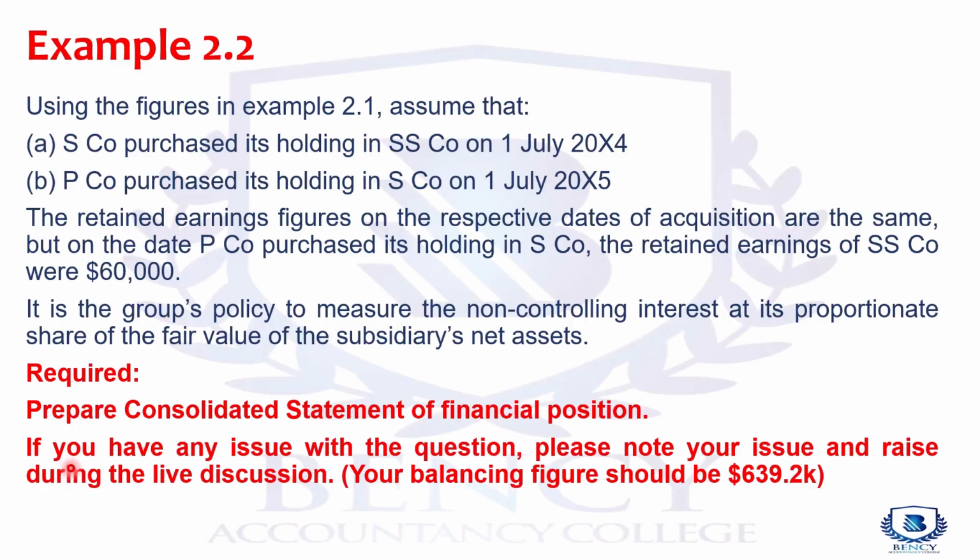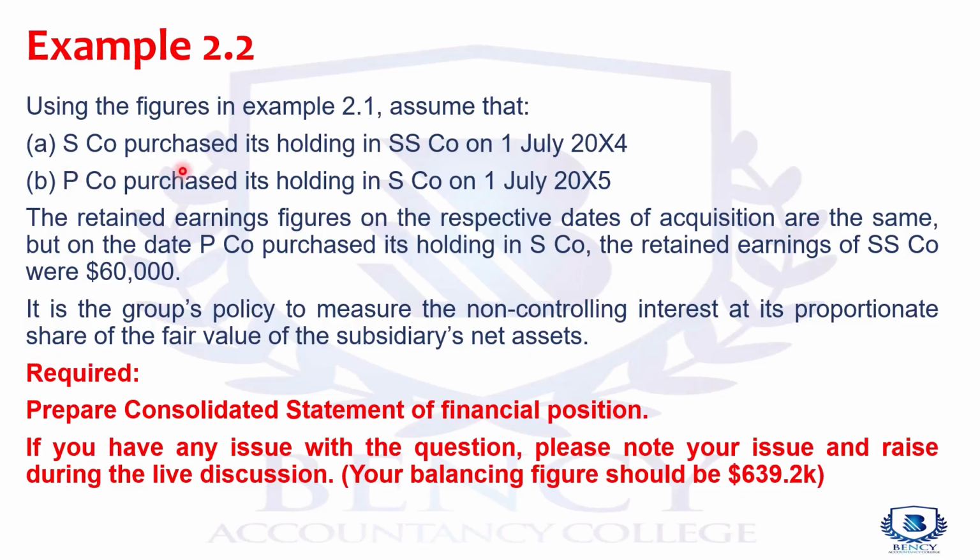I will go through the solution. When you do everything right, if you have any issue, we can discuss it in our live section. But when you do everything right, the balancing figure should be 639.2K, right? The figures are going to be the same, but we realize that the date is changing.